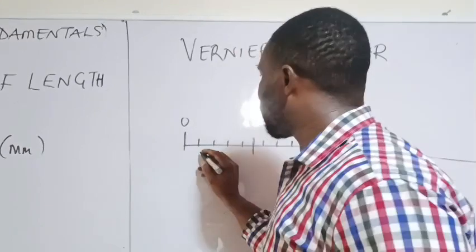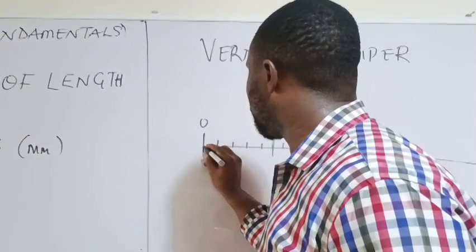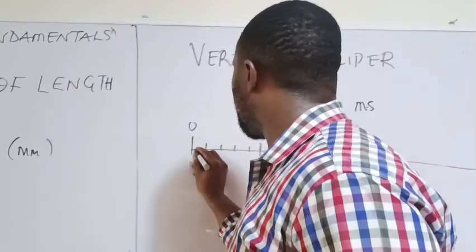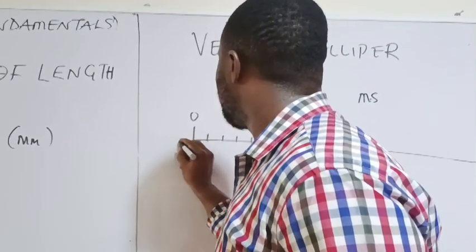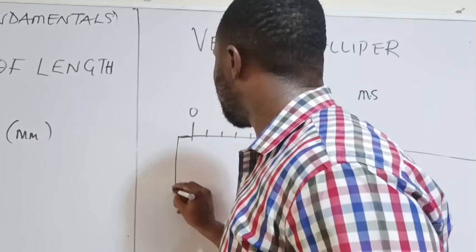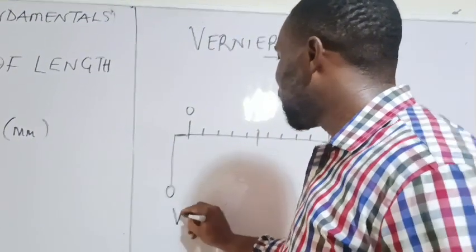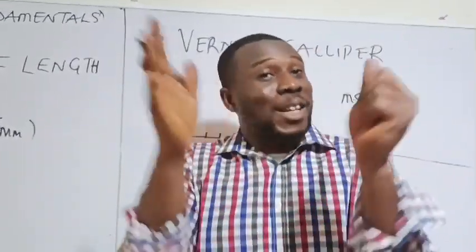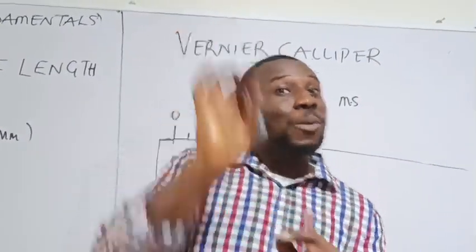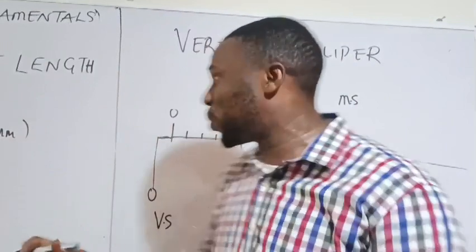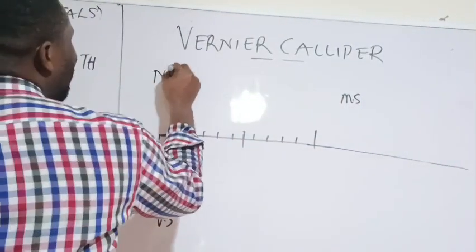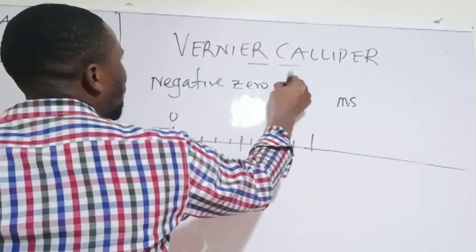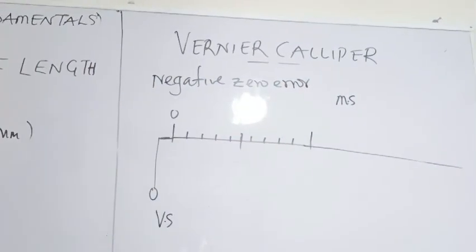But if I have a case where the 0 on the vernier, this is the main scale. So if the 0 on the vernier is to the left, can you see? This is the vernier scale now. So its 0 is to the left of the 0 on the main scale, and both jaws are touching each other. In other words, there is no object or any space in between the jaws. This is called the negative 0 error, or just say negative error, so to speak.